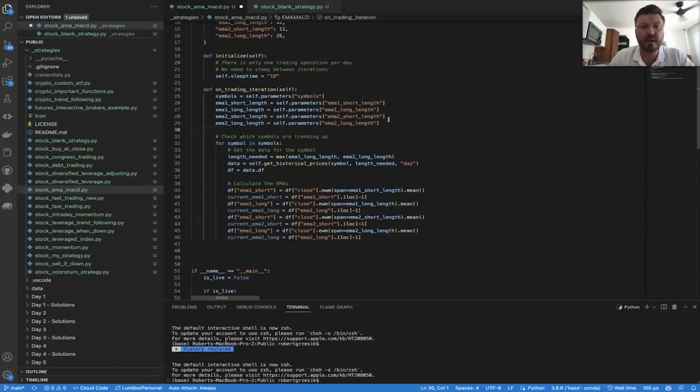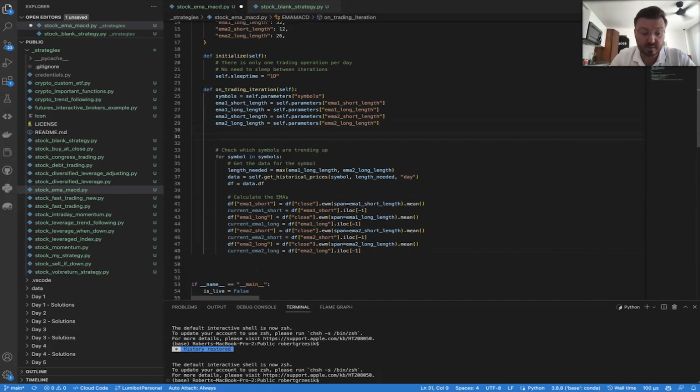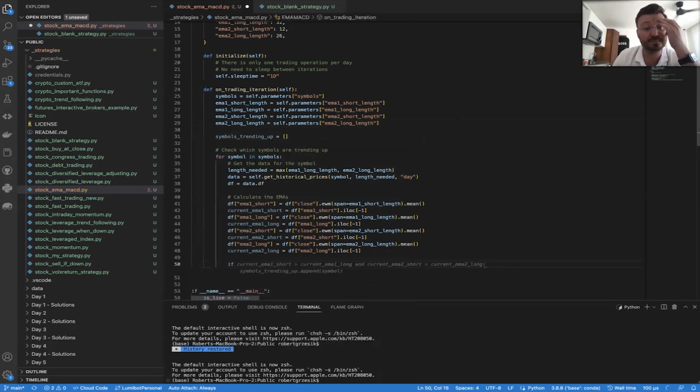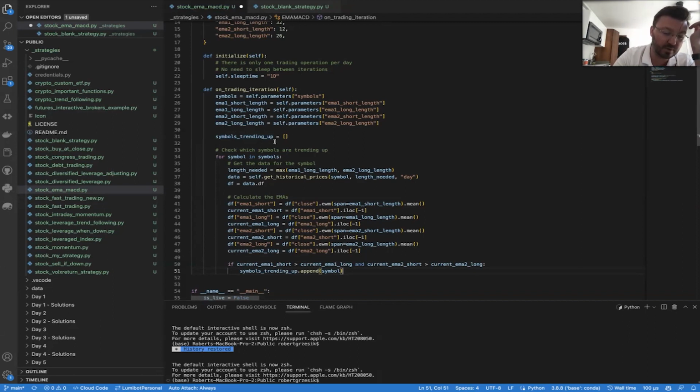I'll make a little thing. So we'll go symbols trending up, right? And then we'll go if EMA 1 short is above EMA 1 long and EMA 2 short is above EMA 2 long. That makes sense. Then we go symbols trending up and we append this symbol. And we'll have a list of all of them that are trending up. Okay, cool. We have all that.